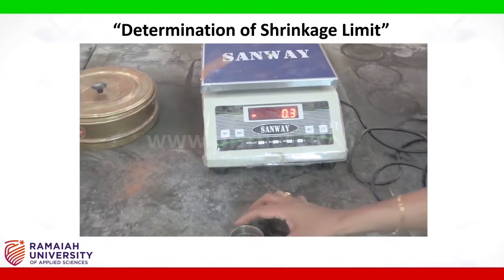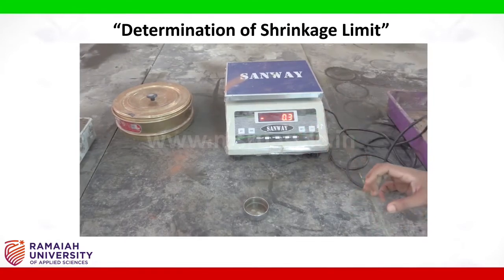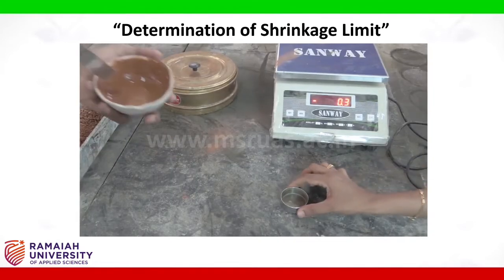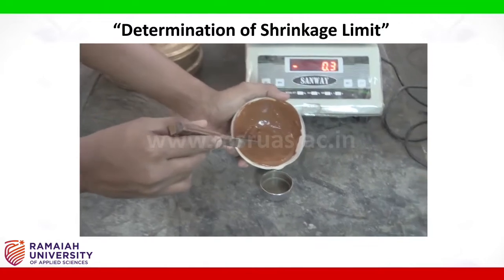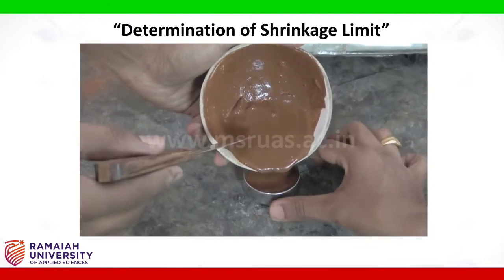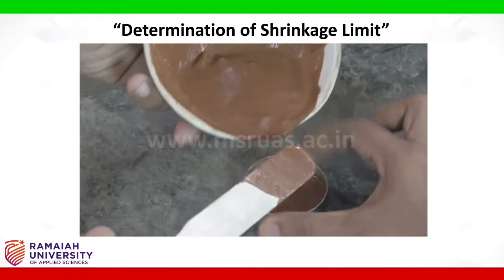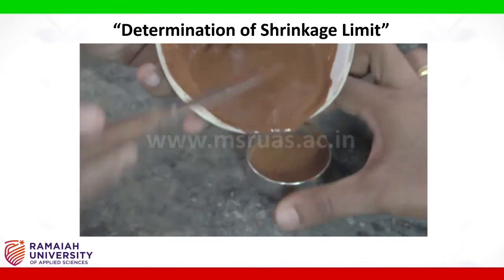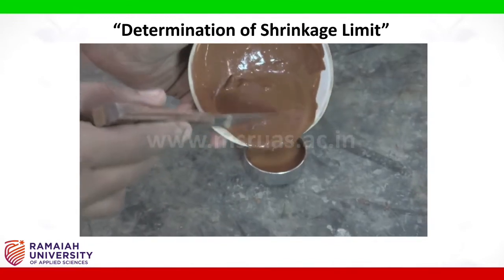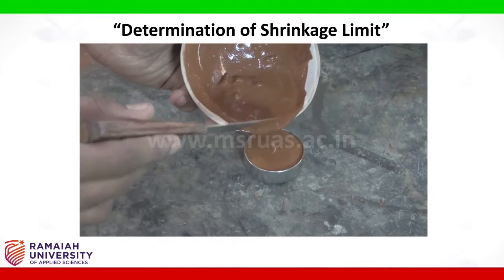Now we will fill this shrinkage dish with the soil sample which is prepared. Now fill the shrinkage dish, and while filling, care should be taken that no air bubbles are entrapped. So it is better you tap it in between the layers. Fill it to the top volume.